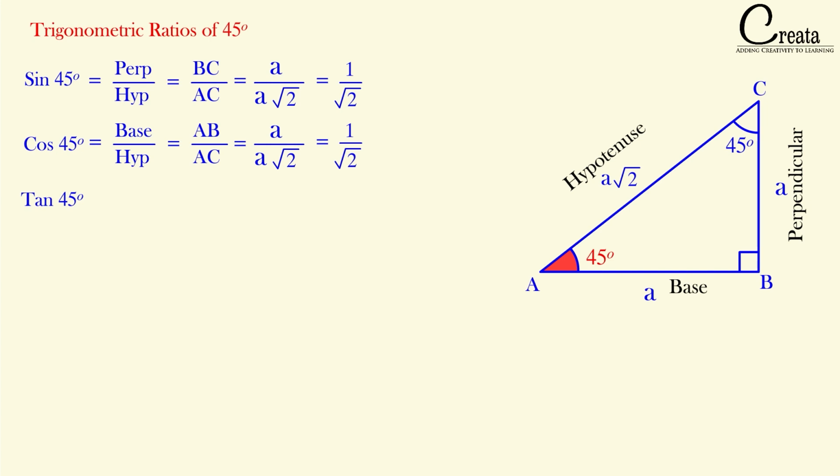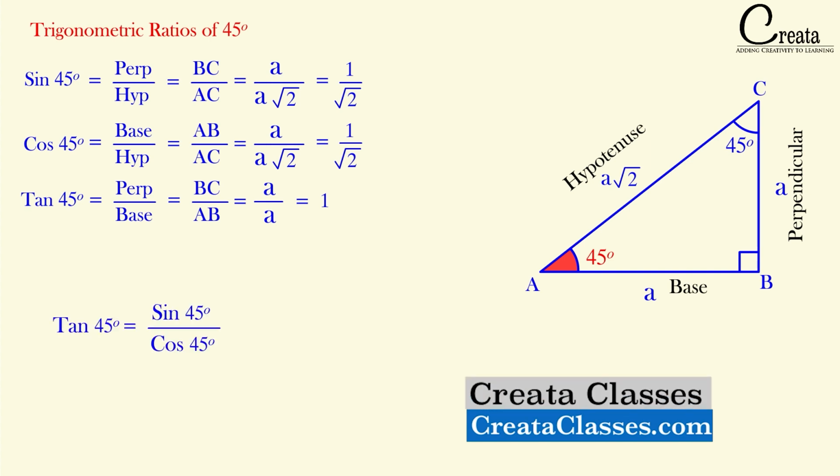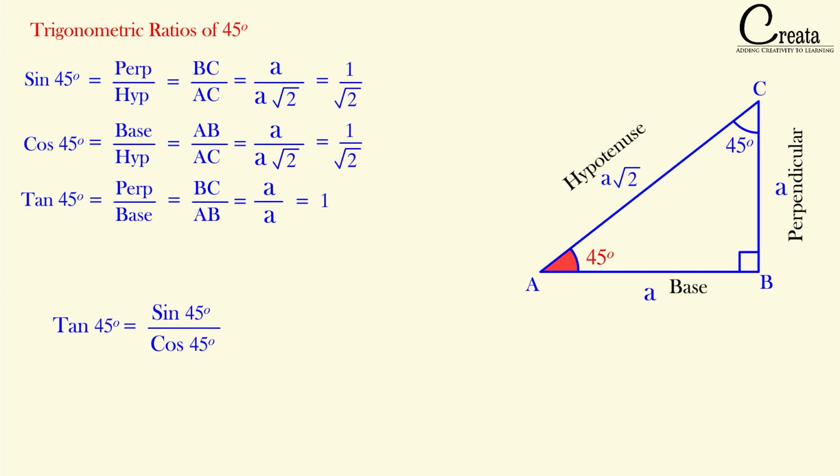We are having two approaches to find the value of tan 45 degree. Firstly, using the formula, that is perpendicular upon base. Perpendicular is BC, base is AB, which is A upon A, that is 1. Tan 45 degree value is 1. Got it? The second approach to find the value of tan, that is tan 45 degree is equal to sine upon cos, that is sine 45 degree upon cos 45 degree. And we have already calculated both the values, 1 by root 2 upon 1 by root 2, that is 1. So we got the value of tan 45 degree as 1.